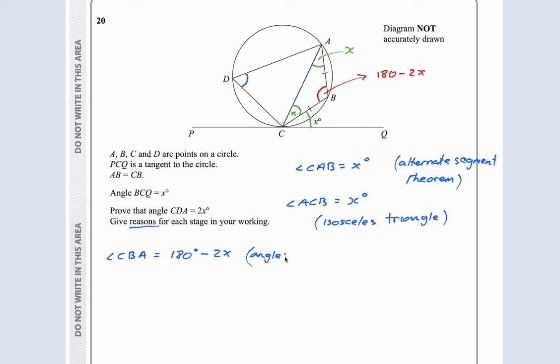Angles in a triangle add up to 180 degrees. The reason I'm saying that is because look, this is x plus x is 2x, so I have to subtract these two from 180 to give me this angle, so it has to be 180 minus 2x.